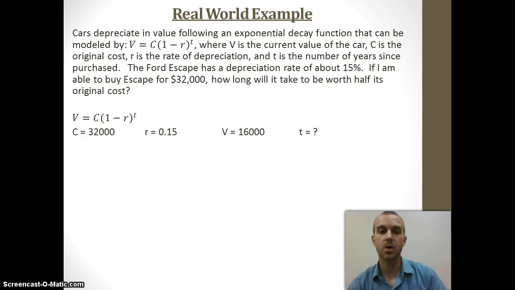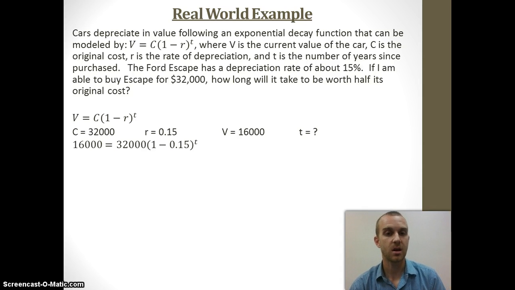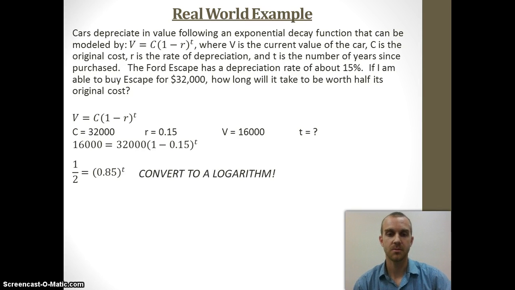So let's plug in the components we have. 16,000 equals 32,000 times the product 1 minus 15/100 raised to the t power. So I simplify that and I get 1/2 equals 85/100 raised to the t. Well, this is not easy to solve, but what I have to recognize here, since I can't really solve it in any way that would make sense quickly, I need to convert it to the logarithm, and that's how I'm going to solve this problem.